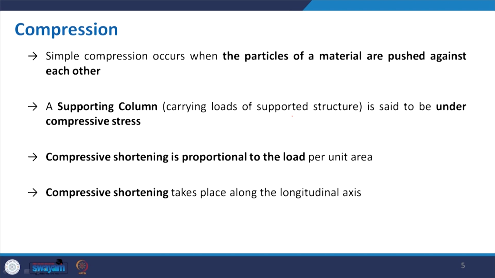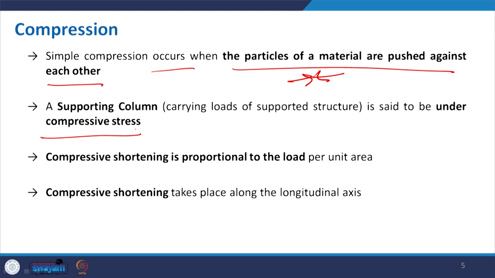Now, to discuss more on that, simple compression occurs when the particles of a material are pushed against each other, that is, they are trying to come close to each other. A supporting column is one example of a member under compression. Compressive shortening is proportional to the load per unit area, and that is why buckling will happen. When you have a very small area, the stress will be even more. We know that it is P by A, so definitely the cross section will play a role.